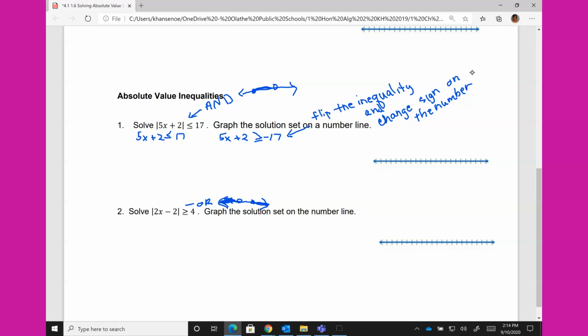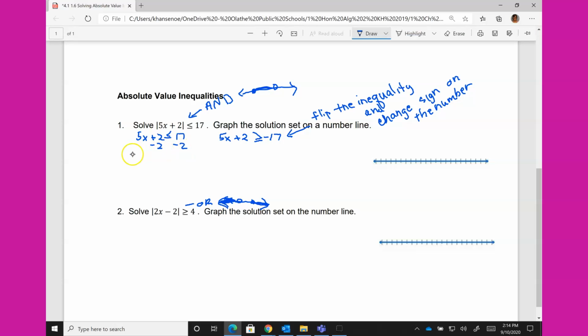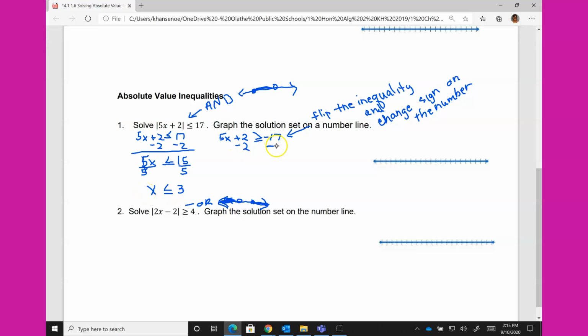So now I'm just going to solve these two little inequalities just like we have in the past. I'm going to subtract 2, I get 5x is less than or equal to 15. I'm going to divide by 5, and I get x is less than or equal to 3. I'm going to work my second one. I'm going to subtract 2. I get 5x is greater than or equal to negative 19. Divide by 5. I get x is greater than or equal to negative 19 fifths.